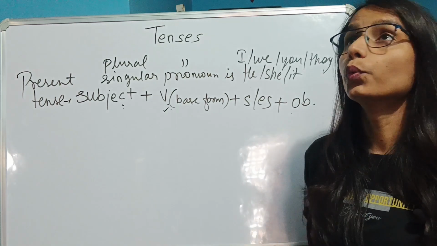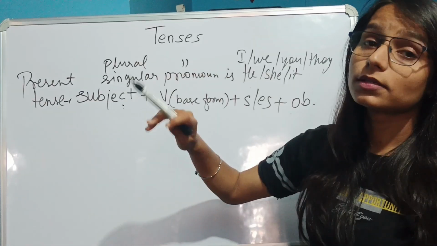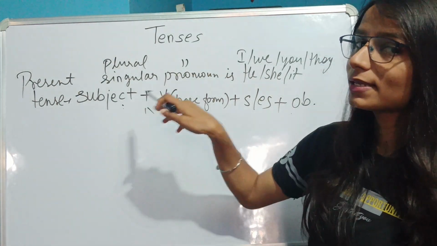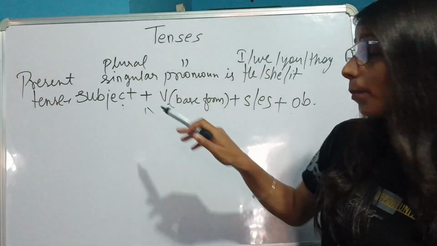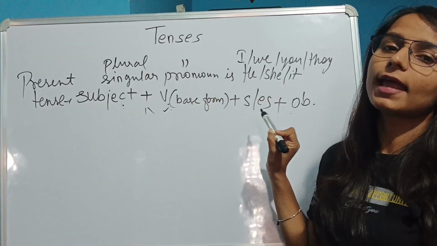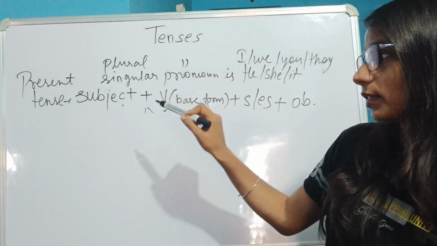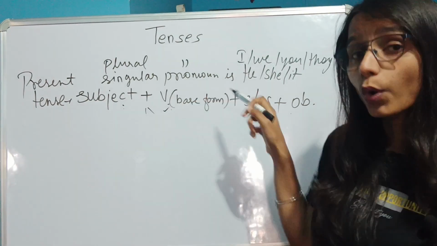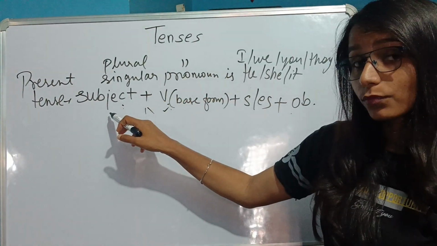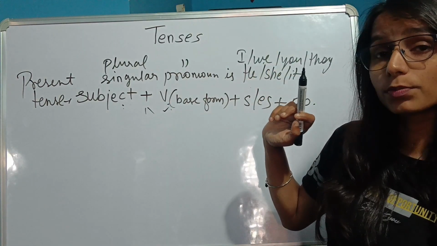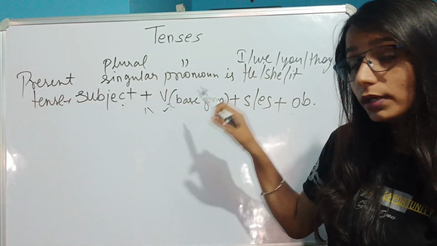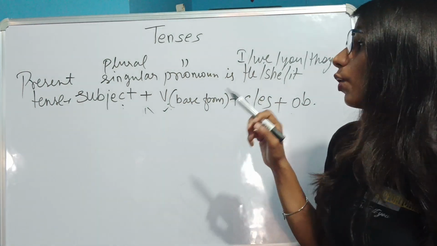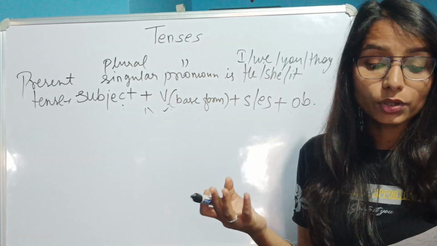And when you make the sentence negative, you put do or does plus not before the base form, and then you skip that s or es. Then the sentence will be negative. Like if you say I drink water, right? So I is a plural pronoun, so I do not drink water. You skip s or es in the base form of the verb. Okay, so this is what we are talking about.